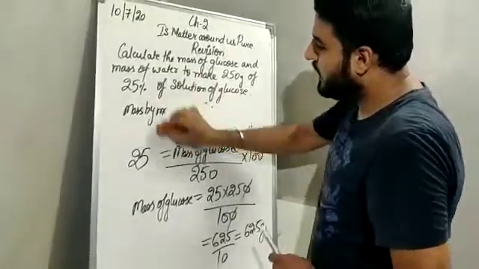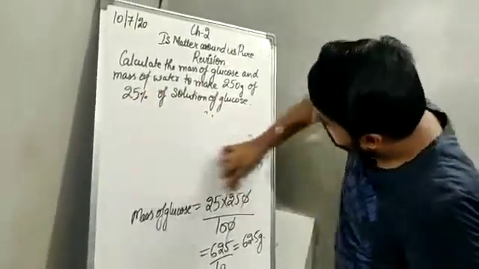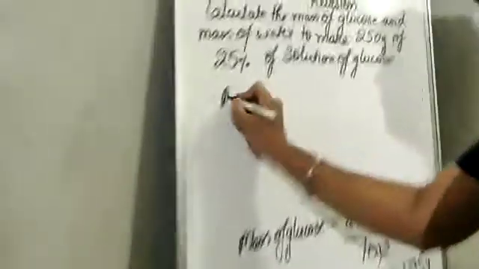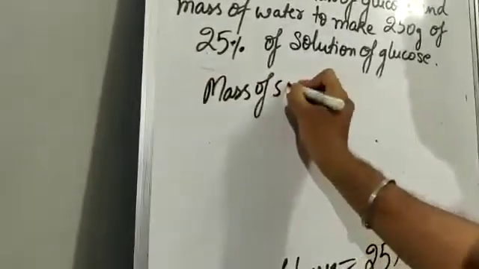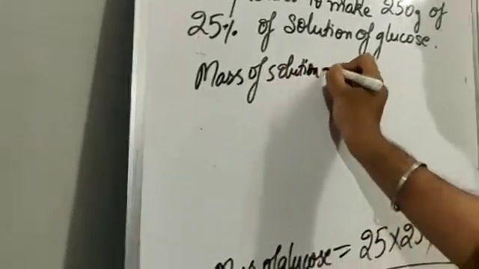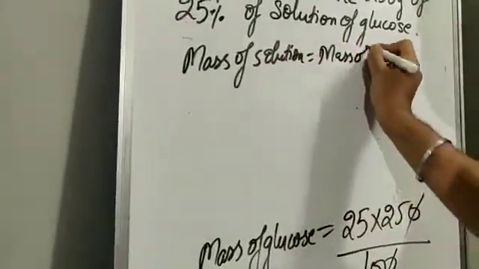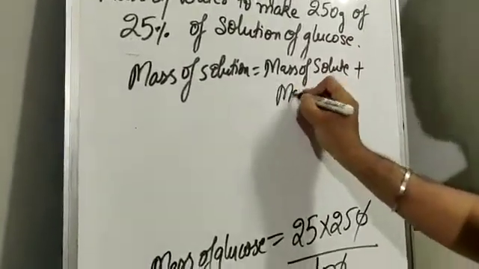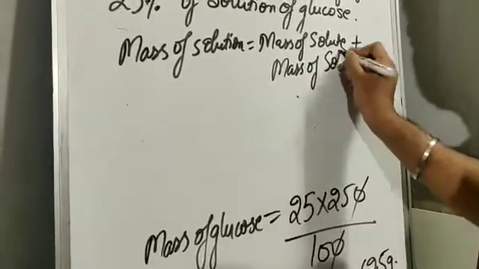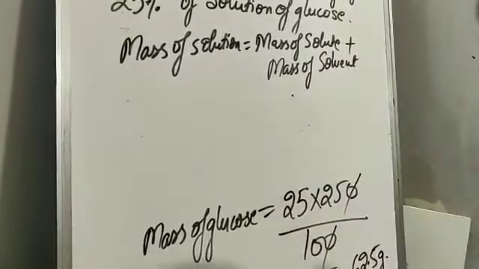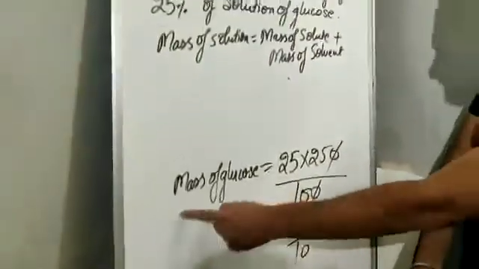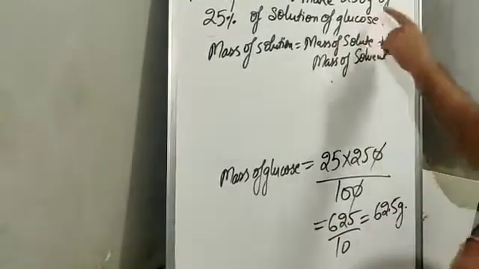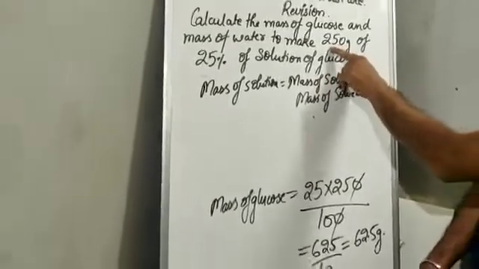Now you have to calculate the mass of water also. So how you will do that? See, we know that mass of solution is equals to mass of solute plus mass of solvent. We have calculated the mass of solute, we have calculated the mass of glucose, it is 62.5 gram, and mass of solution is already given 250 gram.